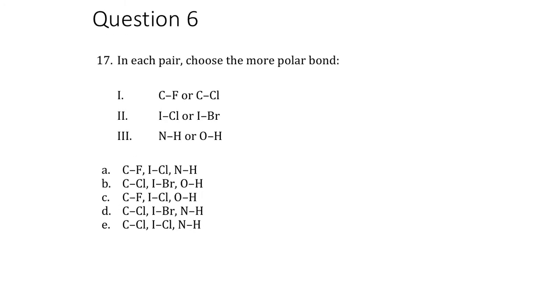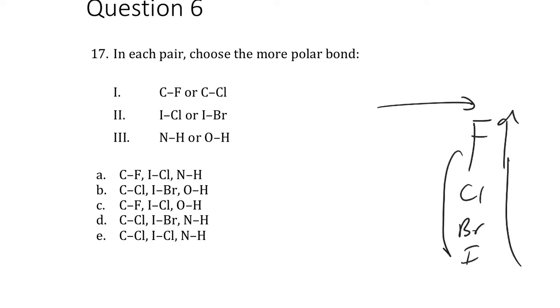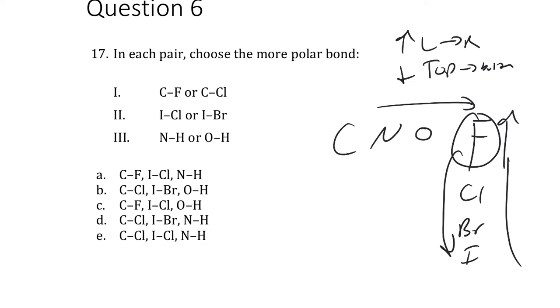Choose the more polar bond, and so electronegativity is increasing towards F. So Cl, Br are dropping in electronegativity. Fluorine's the most electronegative. So electronegativity is increasing left to right, and then decreases top to bottom. So fluorine's the most electronegative. And so if you go C and F, the electronegativity difference between C and F is big. The electronegativity difference between F and Cl is pretty small.